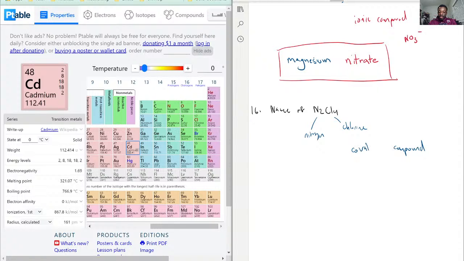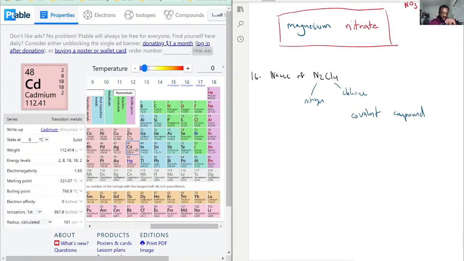Ionic versus covalent. Covalent compound, okay? So with that being said, because it's a covalent compound, it has its own naming rules, and you can actually support that further by, if you hover over nitrogen and chlorine, you'd see nitrogen has an electronegativity of 3.04, chlorine's electronegativity is 3.16. So in fact, you could say that it's even non-polar bonds between them because the electronegativity difference is so small. So this is definitely a covalent compound, okay?